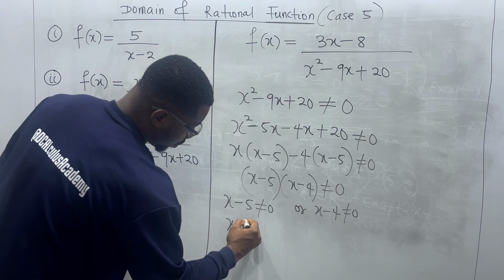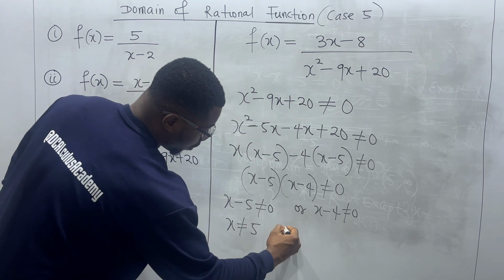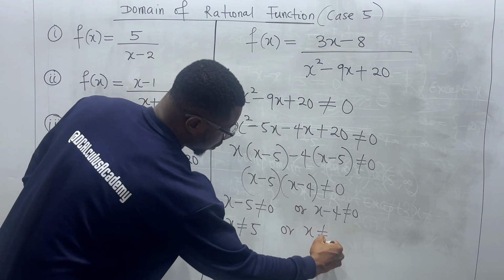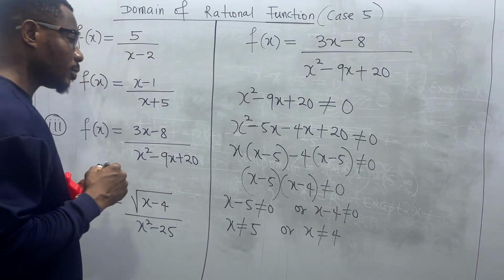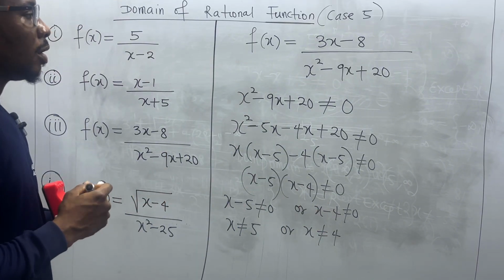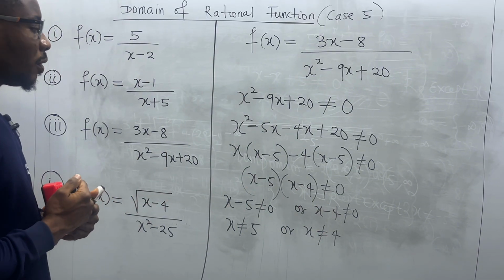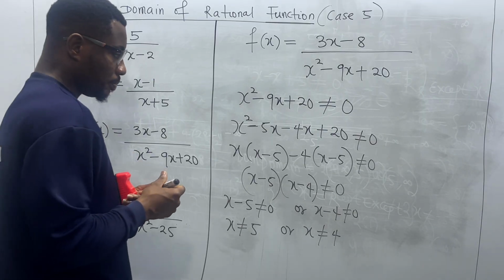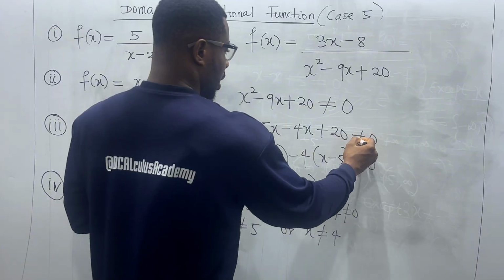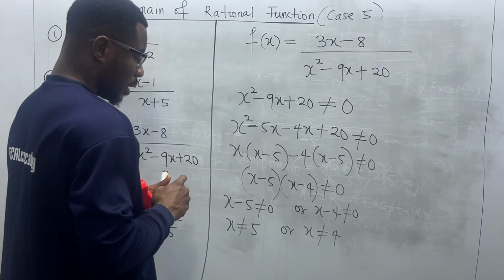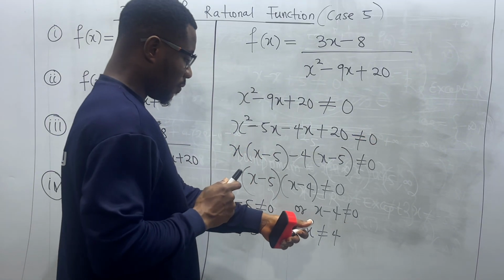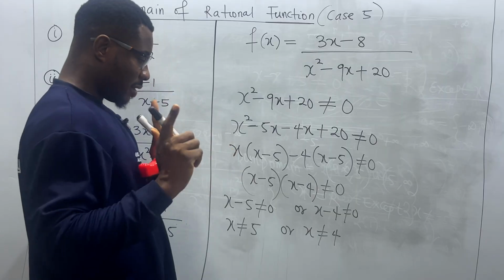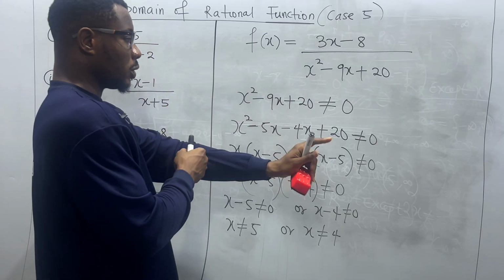That is to say, x should not be 5 or x should not be 4. Now, let's test what we have here. Any number aside from 5 and 4, we have to verify before we conclude, right?